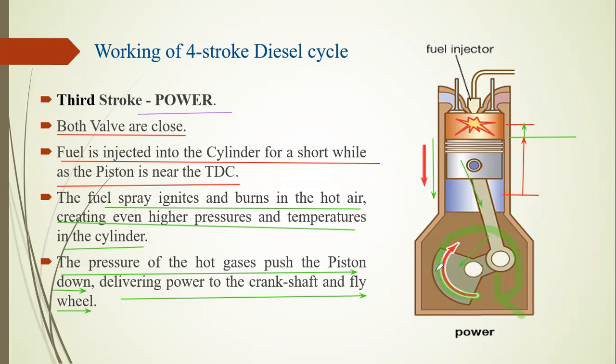What happens whenever the power stroke is completed? The flywheel gets the maximum energy from the power stroke and equally distributes it to the other strokes, like the exhaust stroke, compression stroke, and suction stroke.